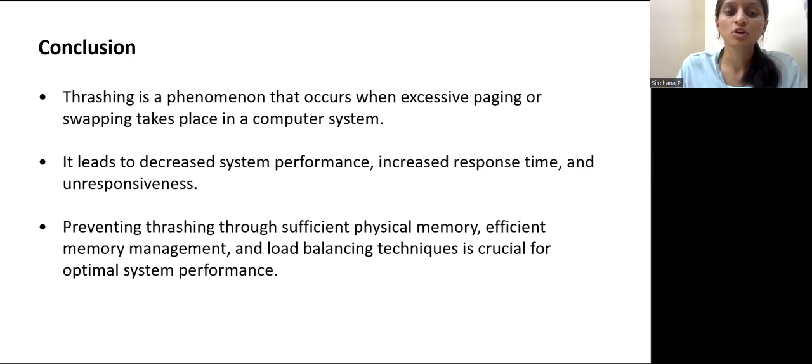Let us conclude this topic. Thrashing is a phenomenon that occurs when excessive paging or swapping takes place in a computer system. It leads to decreased system performance, increased response time, and unresponsiveness. Preventing thrashing through sufficient physical memory, efficient memory management, and load balancing techniques is crucial for optimal system performance.